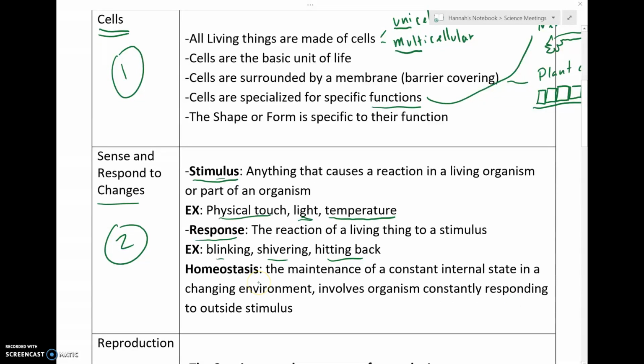So then homeostasis is the maintenance of a constant internal state in a changing environment. It involves the organism constantly responding to outside stimuli, or stimulus, many stimuli. So homeostasis is something that's constantly happening. You don't realize it, but your body is maintaining a certain set of internal characteristics for you to continue living. Things like regulating your temperature, things like digesting. You don't consciously do those, but they're all necessary for you to continue living on.